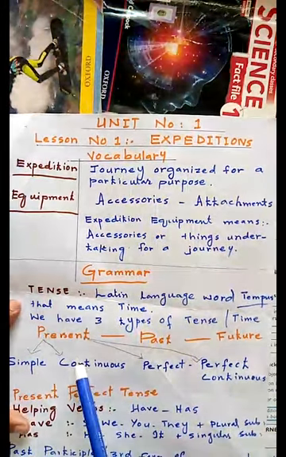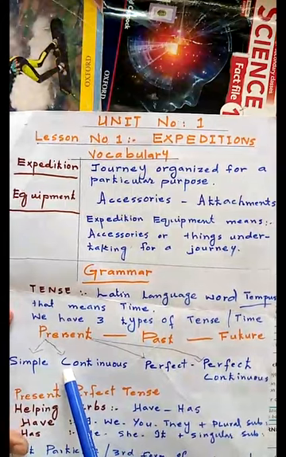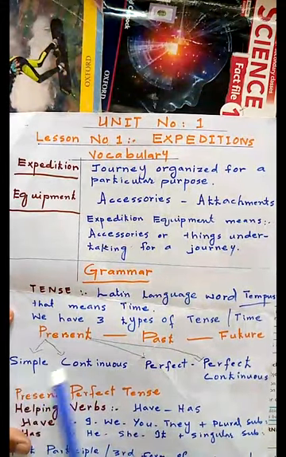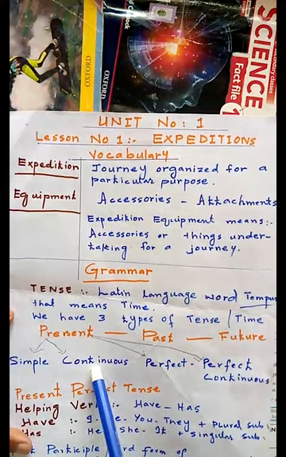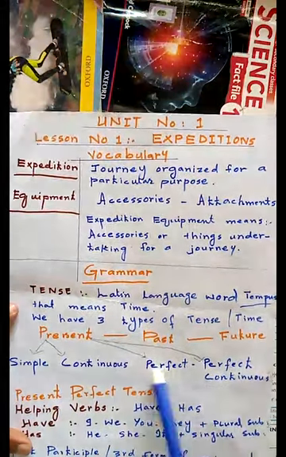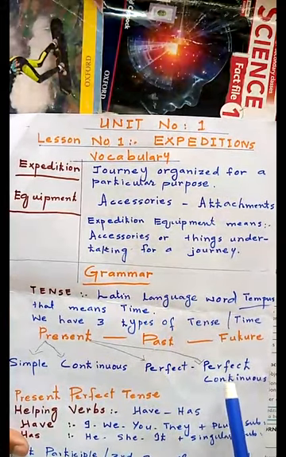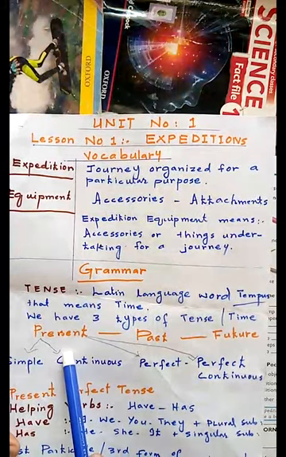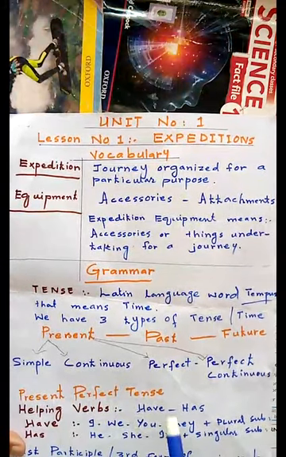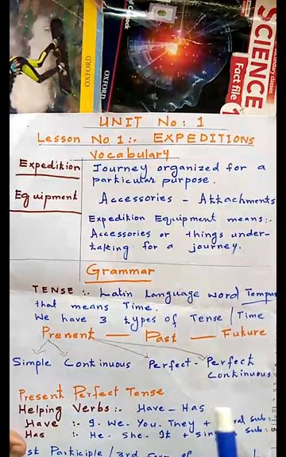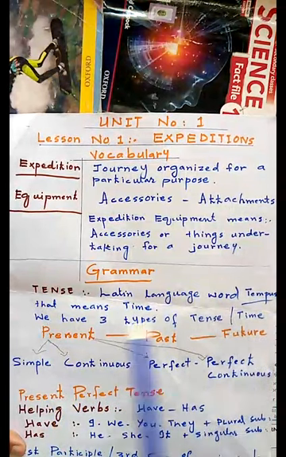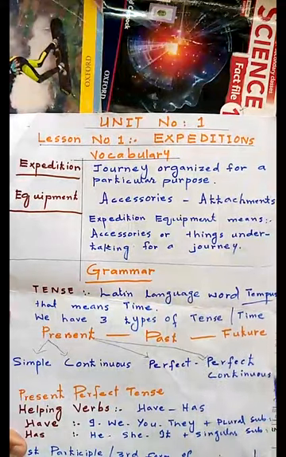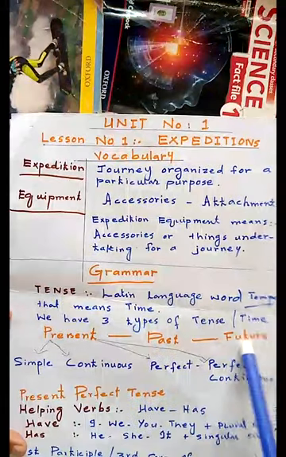In these tenses we also have their subtypes. For example, in present tense, first of all we have present simple, then present continuous, number three present perfect, and number four present perfect continuous. These four tenses are used in present. As I told you earlier, the word tense is derived from the Latin word tempus, which means time, and we have three types of tenses or time: present, past, and future.